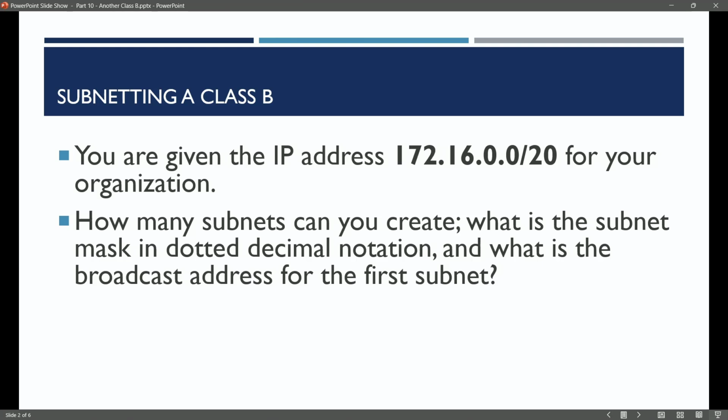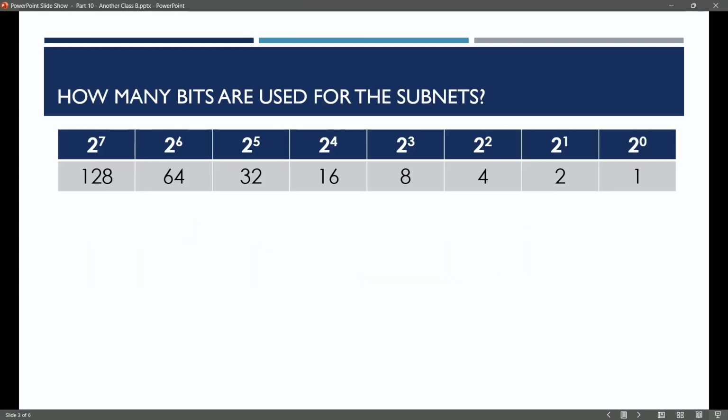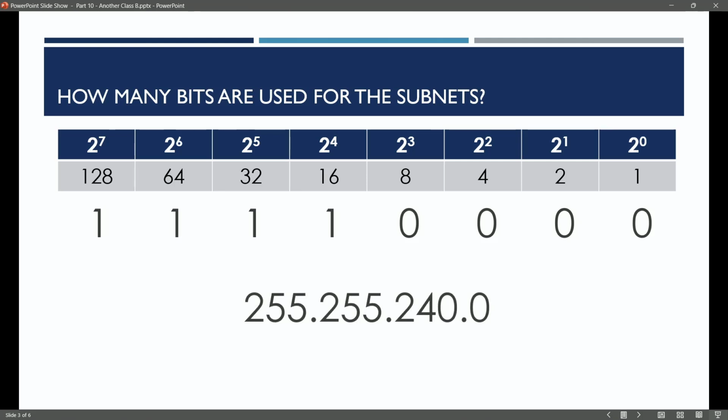Let's tackle what is the subnet mask in dotted decimal notation first. Here are those 4 bits in that third octet for the subnet mask. And notice if we're using those 4 bits, it's going to be 128 plus 64, that is 192, plus 32 is 224, plus 16 is 240. So our subnet mask in this case is going to be 255.255.240.0.